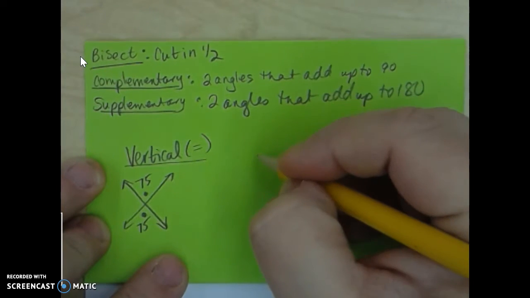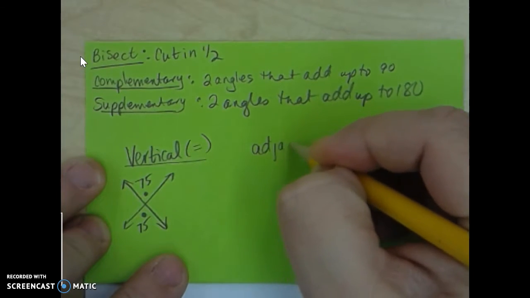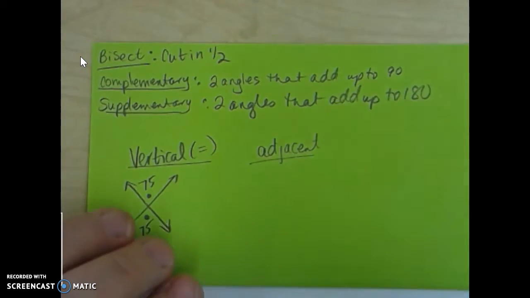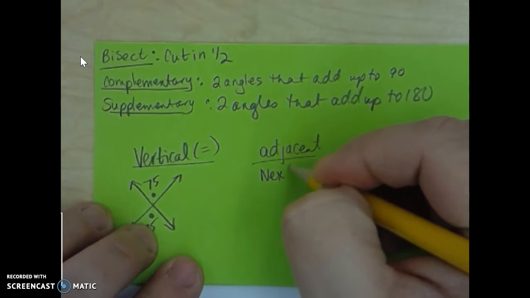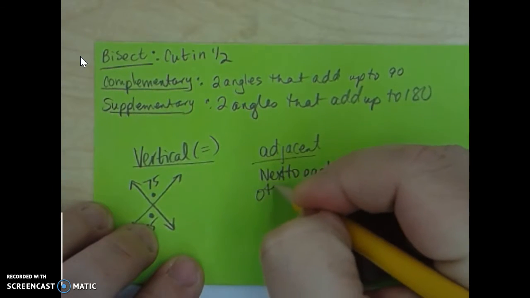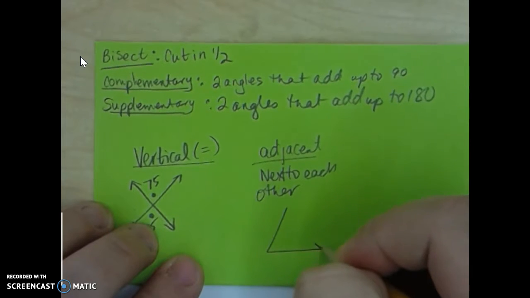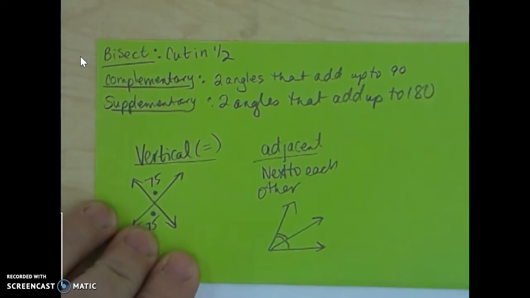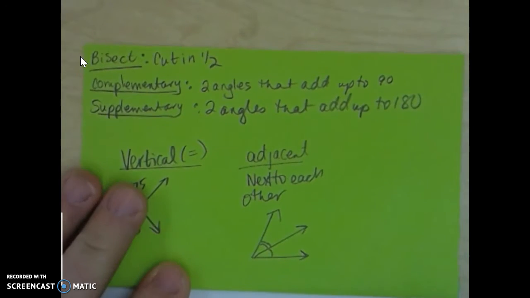The next thing we have is adjacent. And we've gotten a lot of adjacent with right triangles recently, but adjacent just means next to each other. So I have two angles. These angles are next to each other. Not necessarily equal, but they are adjacent. They're next to each other.